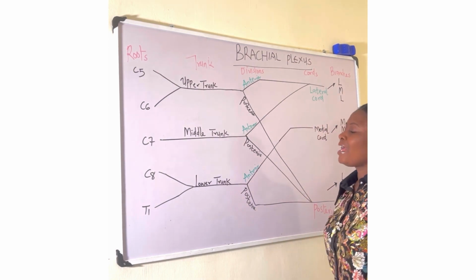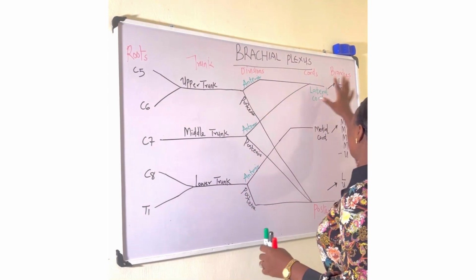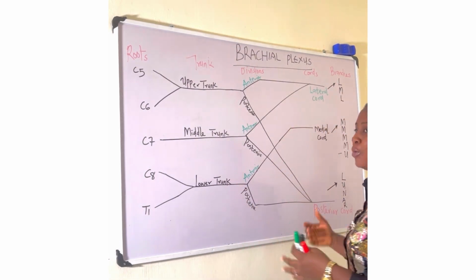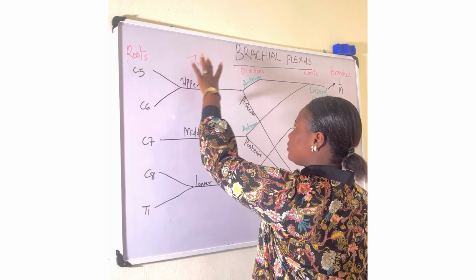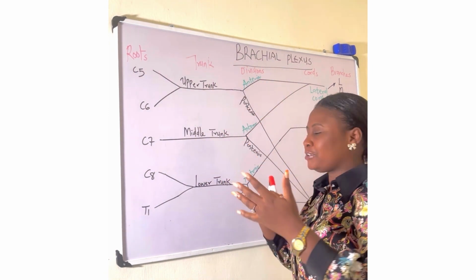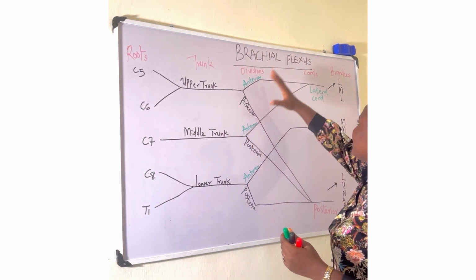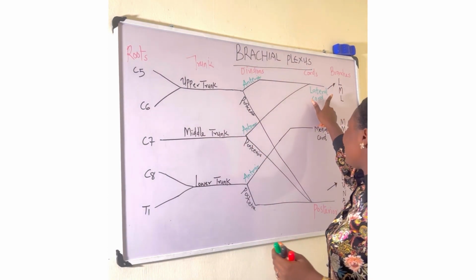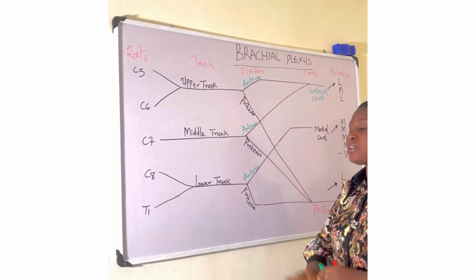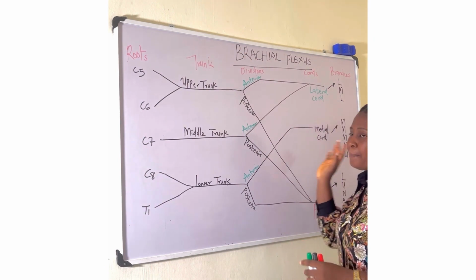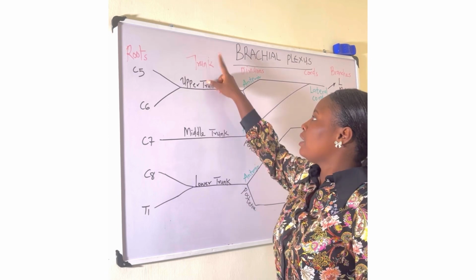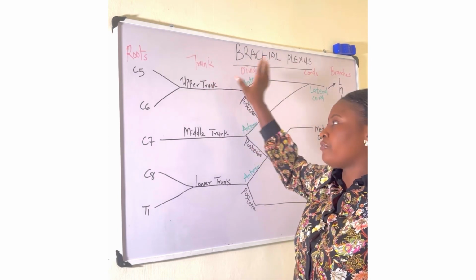Everyone, so let's go over to the branches of the brachial plexus. Remember that I told you that the roots together form the trunks, and the trunks give us the divisions, which are the anterior and the posterior divisions. Then these divisions form the cords, and then the cords give us branches. So there are branches coming from the cords, there are branches coming from the roots, and there are also branches coming from the trunk, specifically the upper trunk of the brachial plexus.